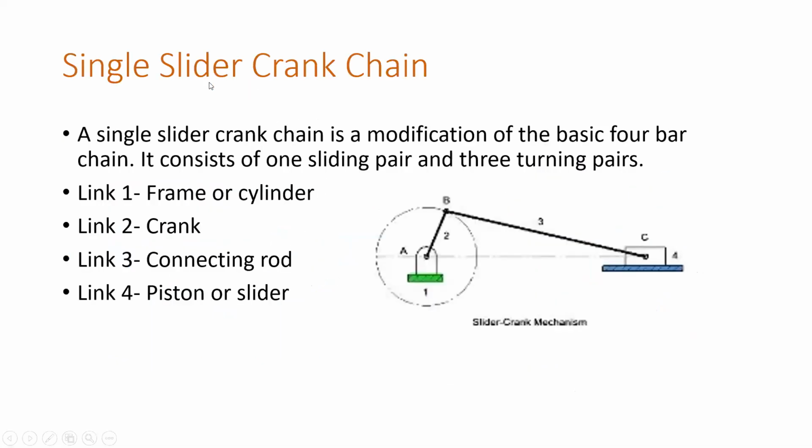Next, the kinematic chain is your single slider crank chain. Here, what it consists of, there are 4. Any question? Saurabh?